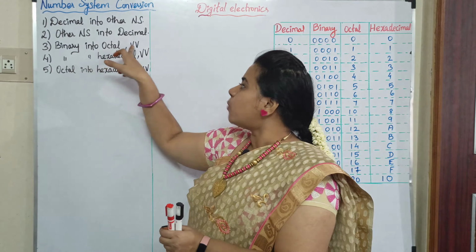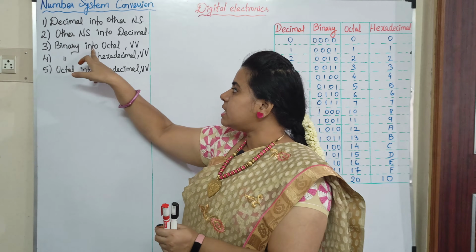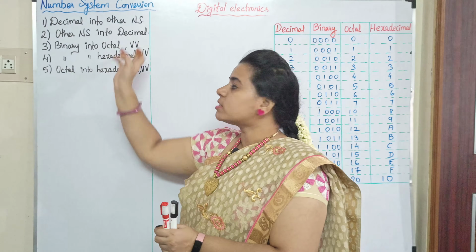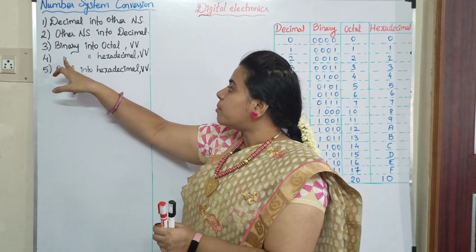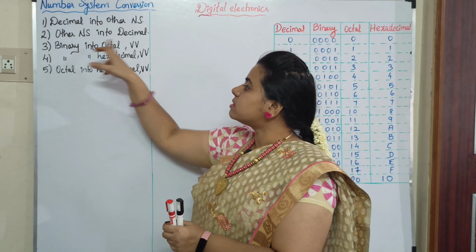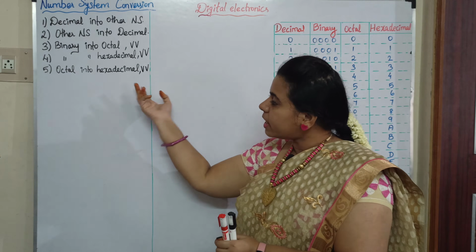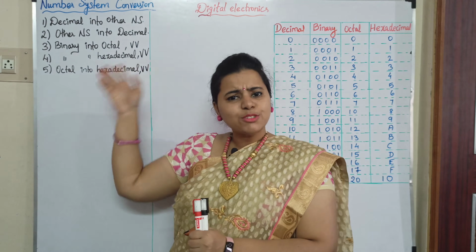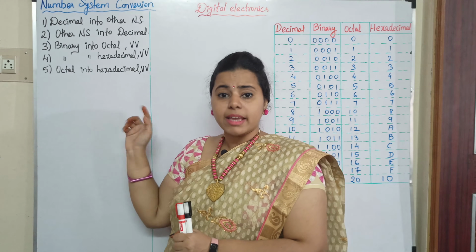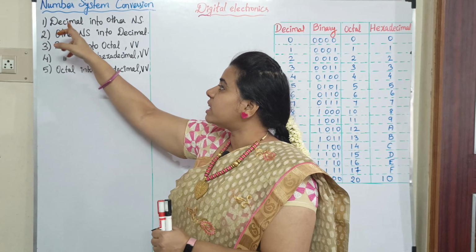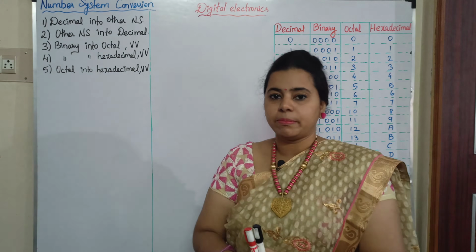Binary into octal, vice versa. So here binary into octal or octal into binary. Next, binary into hexadecimal or hexadecimal into binary. Octal into hexadecimal, hexadecimal into octal. So these are all the conversions we are going to discuss. In this video I am going to explain to you about decimal into other number system.